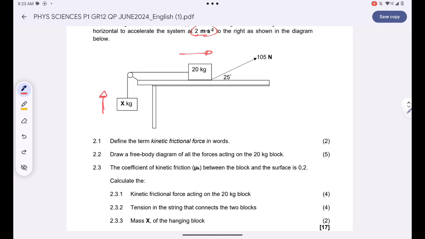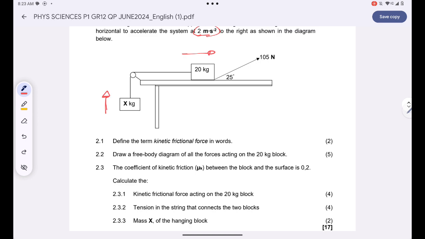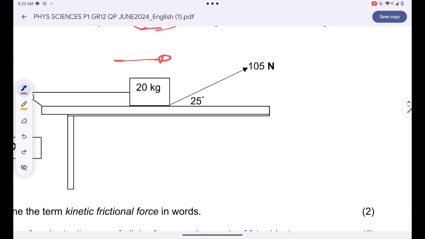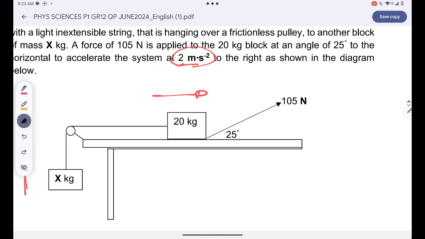Second question, we must draw a free body diagram showing all the forces acting on the 20 kg block. Our free body diagram will simply be like this. Let me draw it over there. This 20 kg block is in the universe, so it will experience a gravitational force. That's weight.